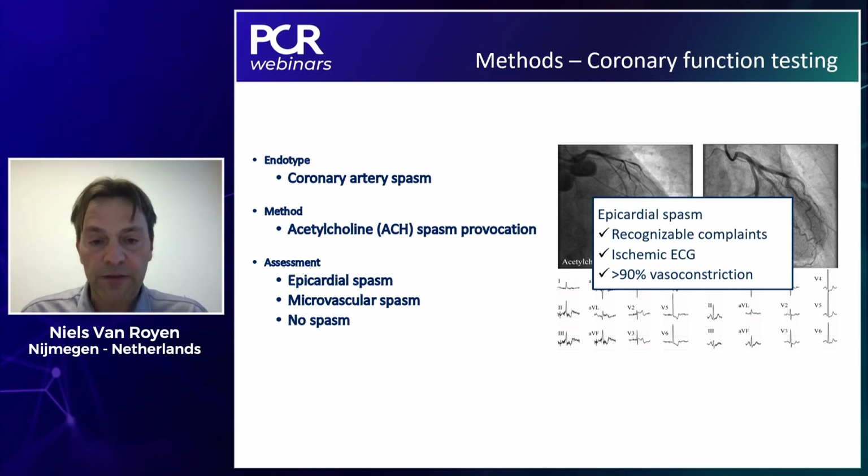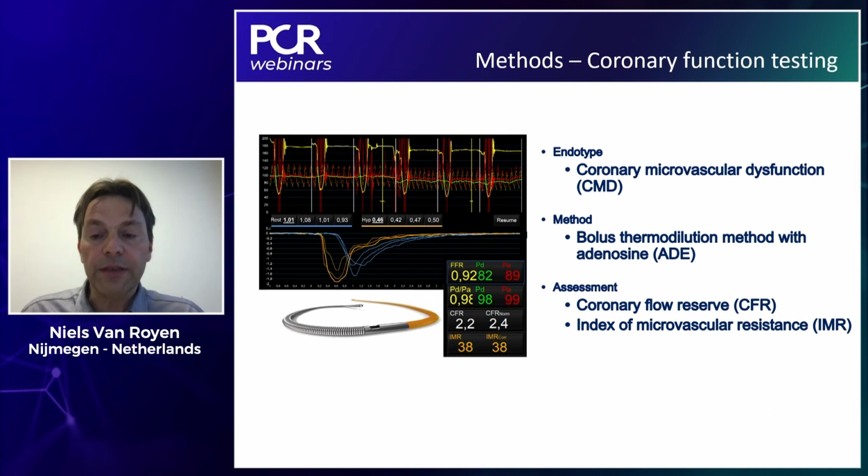Well, then the second pillar is that you see ischemic changes on the EKG, and the third pillar is the angiogram, so that there's actually more than 90% vasoconstriction. If the first two are present, but there's no 90% vasoconstriction, then we coin this as microvascular spasm. So the second component is more the looking at coronary microvascular dysfunction, so more fixed problems.